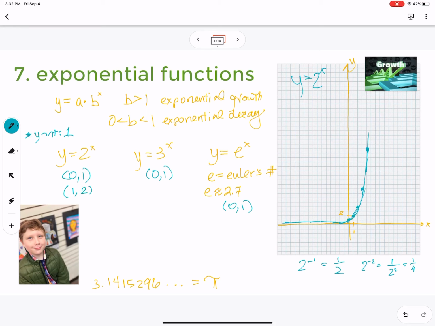And then it's just the steepness on the next point. So 2 to the x has the point (1, 2), 3 to the x has the point (1, 3), e to the x has the point (1, e), which is 2.7 something. So the graphs are going to look very similar in terms of all three of these.